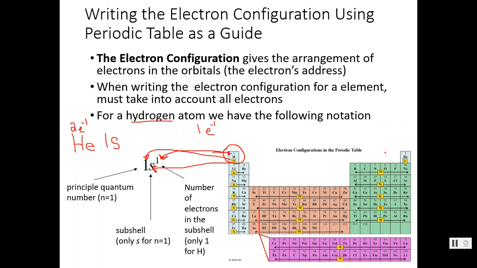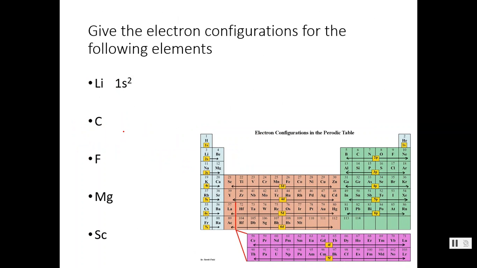1, 2. So that 2 becomes a superscript. So my electron configuration for helium is 1s2. I should note that the superscript here is equal to the number of electrons in your atom. Okay, so that is the electron configuration for helium. In this slide, we're going to go through some more examples.